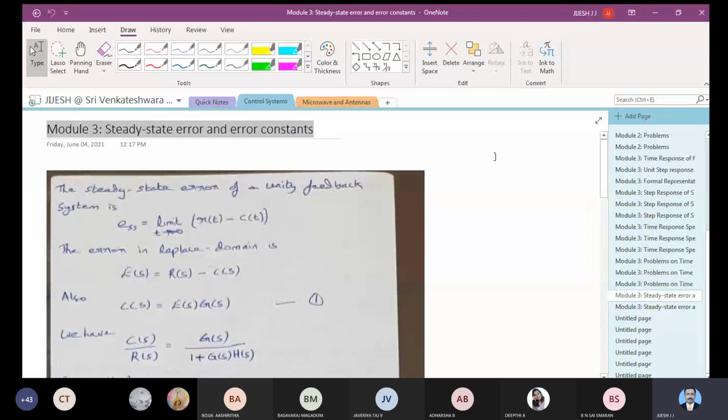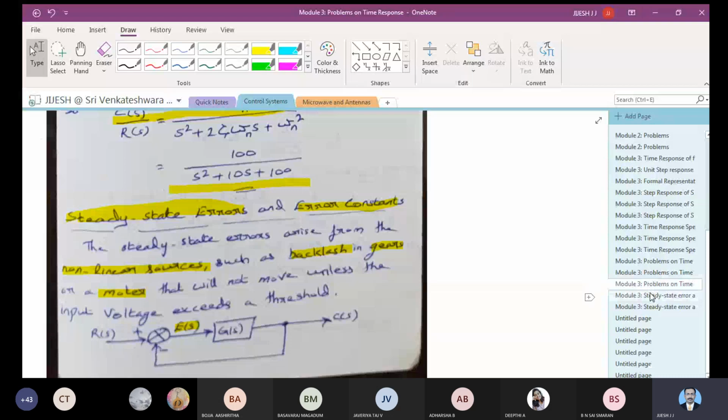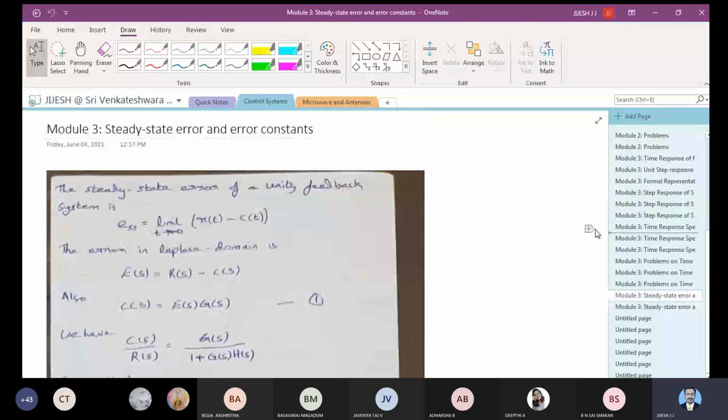So as I have told you, we will be having the steady state error, and we'll be calculating those things. So we will try to find out the specific equations in order to calculate that. The steady state error for a unity feedback system can be calculated by using the equation ESS is equal to limit t tends to infinity R of t minus C of t. So you have to take the limit of t tends to infinity R of t minus C of t, which will give you the steady state error of a unity feedback system.